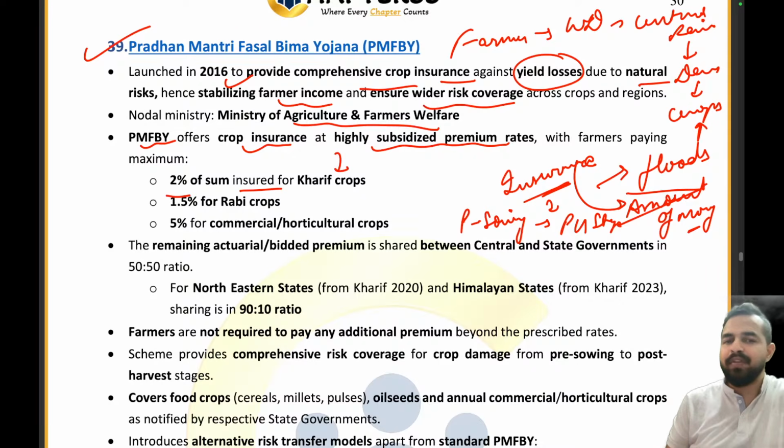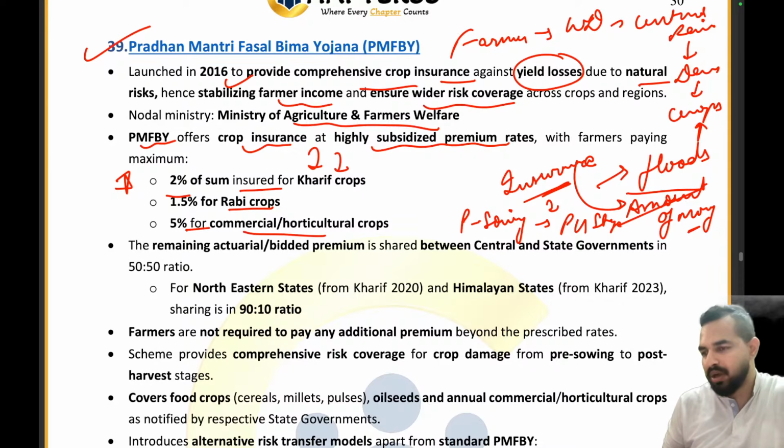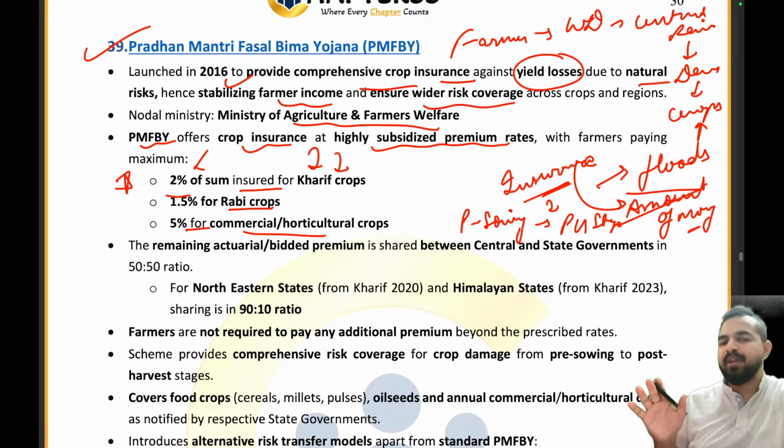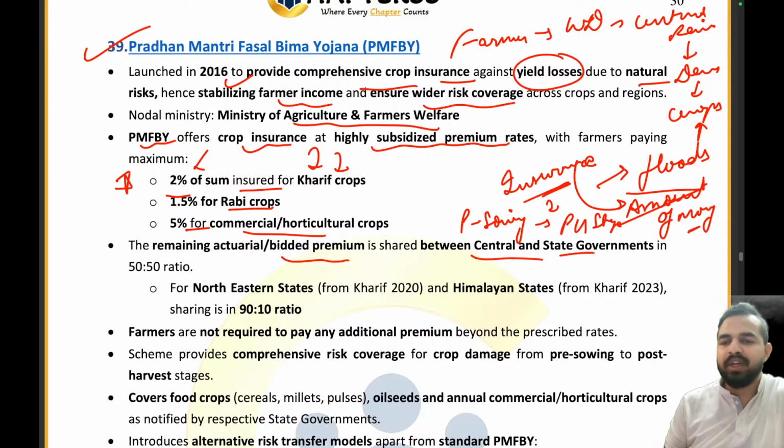See guys, this is a very, very important part. So 2% of the sum insured for kharif crops, 1.5% for rabi crops, and 5% for commercial horticultural crops, right? That is the amount of premium that the farmer will be paying. The remaining actuarial or bid premium is shared between the center and the state governments. So who will be paying the remaining premium? It will be shared by the center and the state government in the ratio of 50:50.